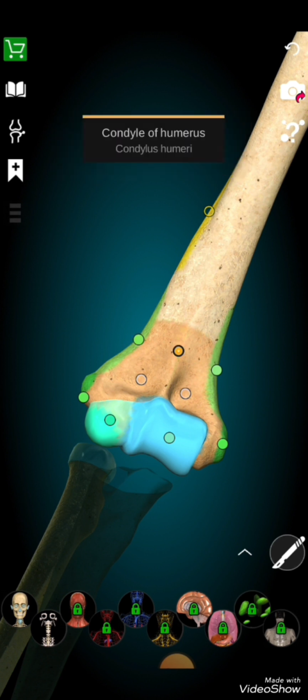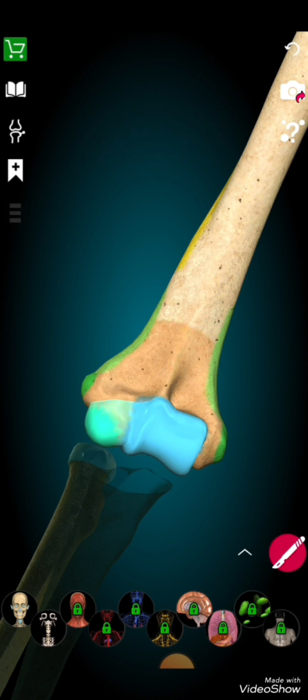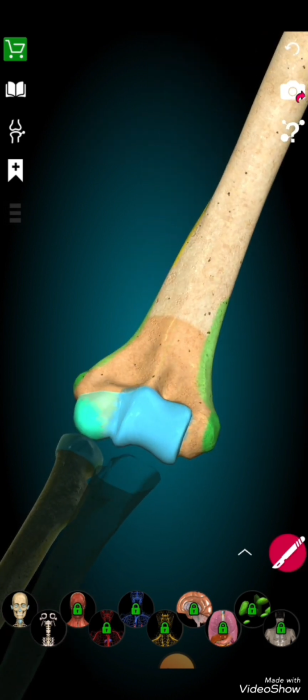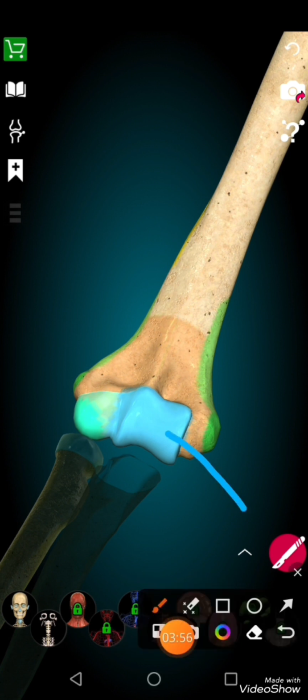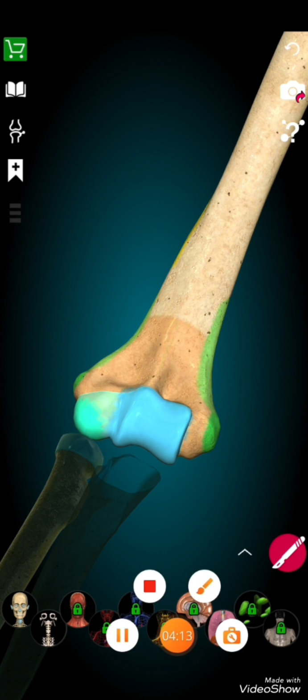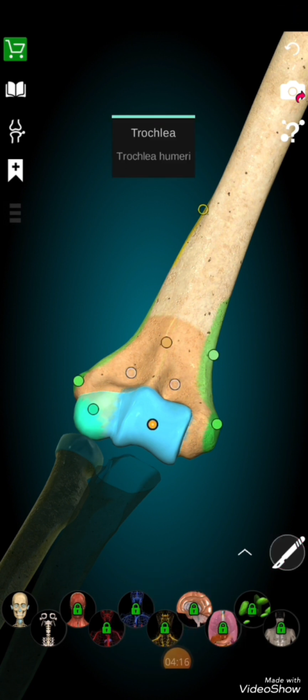And this is the condyle of the humerus. And now you can see that here, let me show you, this is the trochlea, a process on the medial aspect of the lower end. And this is the capitulum present on the lateral aspect of the lower end of the humerus, right? Now see, this is the trochlea, this is the capitulum, and we can observe that there lies a fossa above the capitulum called the radial fossa. And there is another fossa above the trochlea called the coronoid fossa, right?